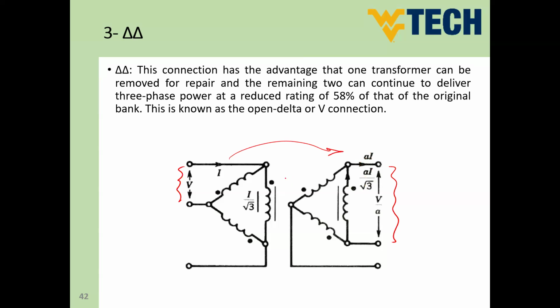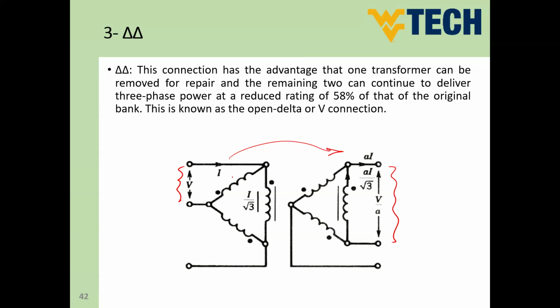This is delta-delta connection. So delta-delta connection, guys, has the advantage that one transformer can be removed for repair. This is very important. But the question is, let me firstly make some labels here to allow you to imagine how we can remove a transformer.